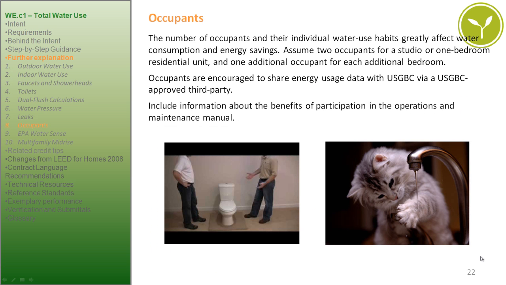Occupants. The number of occupants and their individual water use habits greatly affect water consumption and energy savings. Assume 2 occupants for a studio or 1-bedroom residential unit and 1 additional occupant for each additional bedroom. Occupants are encouraged to share energy usage data with USGBC via a USGBC-approved third party. Include information about the benefits of participation in the Operations and Maintenance Manual.